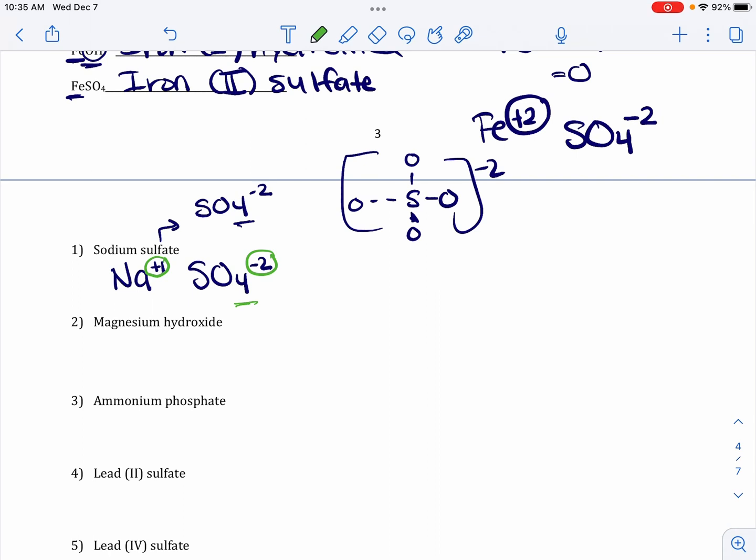So now I just follow the same idea I did with the previous ionic compounds. I'm going to do Na2 because, remember, we get rid of the positive and negative and you crisscross. So it's Na2SO4. And that would be my formula.